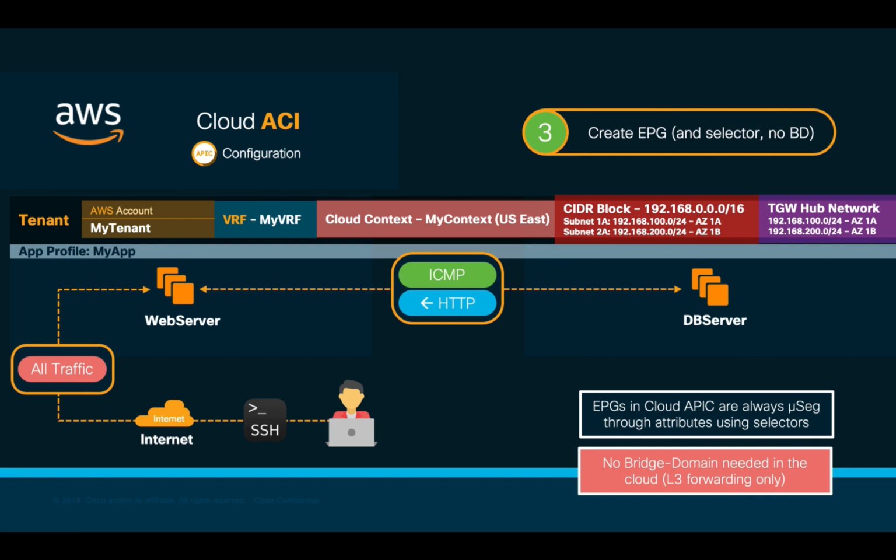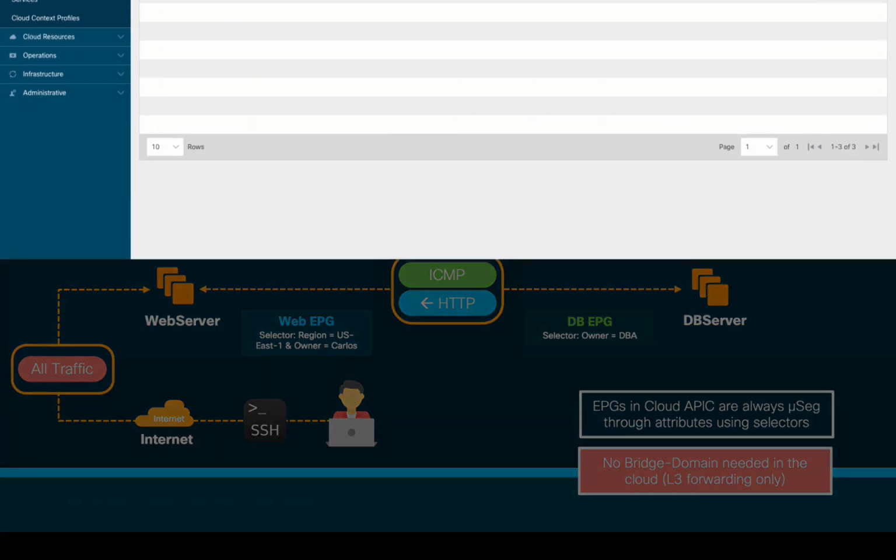In our case, we will create a couple of EPGs. One called web, which will include a selector matching US East 1 region and a tag specifying that the owner is Carlos. This means that any instance we create that matches that specified criteria will automatically be mapped to the web EPG. We will also create a database EPG, which will use a similar selector, but mapping it this time to a different tag value, matching the DBA as owner in this case. Let's now go ahead and create such configurations on Cloud APIC.